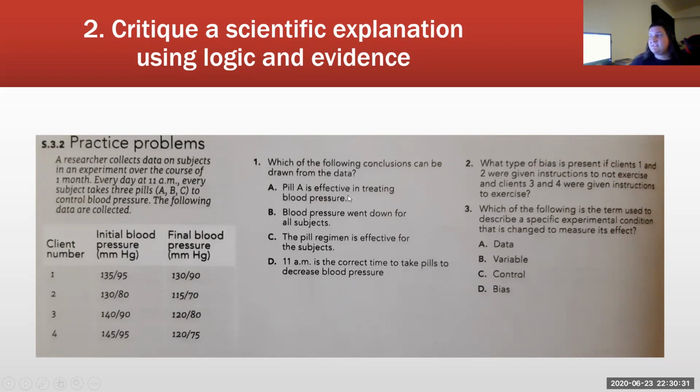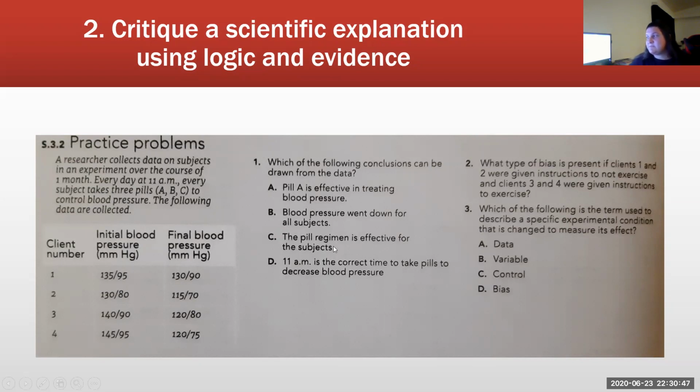Pill A is effective in treating blood pressure. None of these clients were isolated to pill A. They all took the 3 pills every day. So A is wrong. We have no idea if pill A is effective in treating blood pressure by itself.